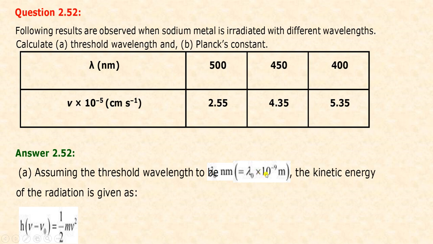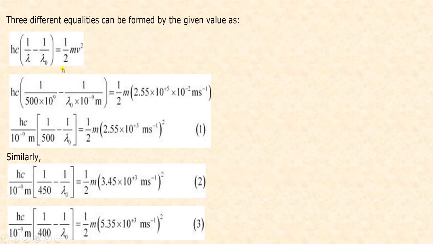lambda naught into 10 to the power minus 9 meter, because this is in nanometer, so we will convert nanometer into meter. Now the formula of kinetic energy is h into nu minus nu naught is equal to half of m v square. Nu is equal to c by lambda. So here you can write h into c by lambda minus c by lambda naught. So the formula will become like this.